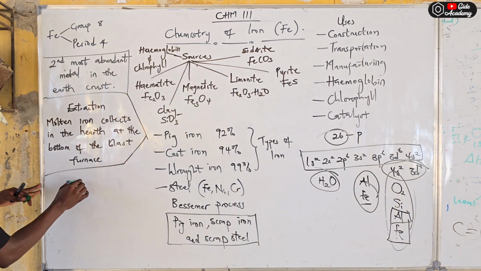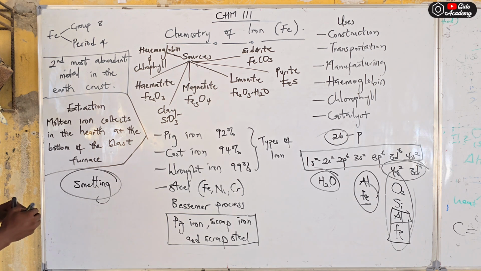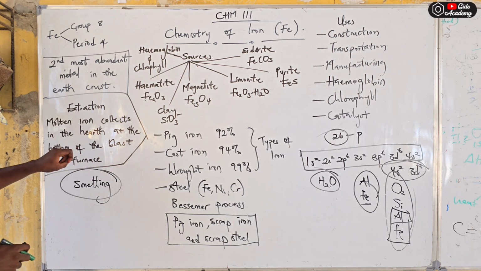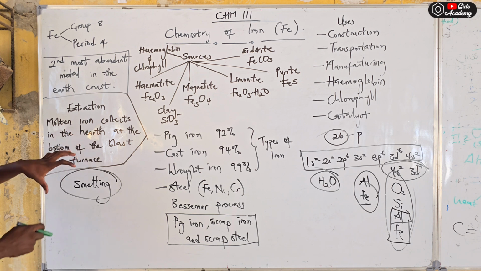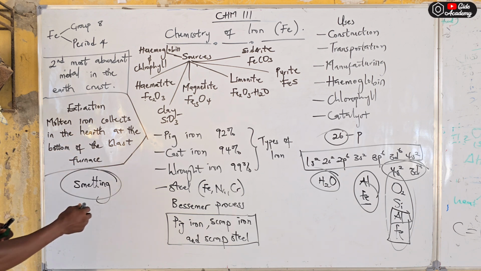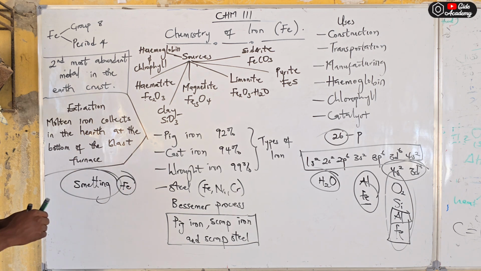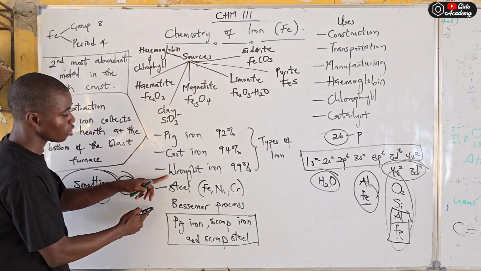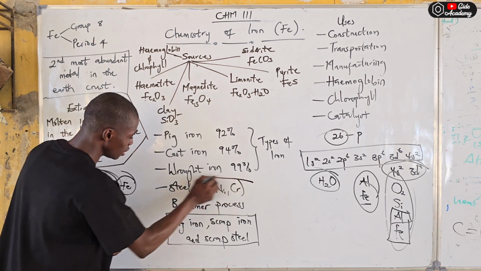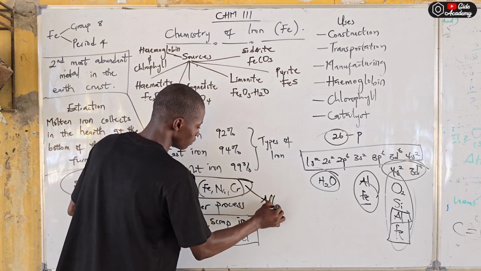Iron can be extracted using a process called smelting. Smelting simply means when molten iron is collected in a hearth at the bottom of a blast furnace. When iron is heated to a particular temperature, pure iron will be formed. It depends, because we have different types of iron. The iron can be pig iron, cast iron, or wrought iron, and steel is not really a type of iron.